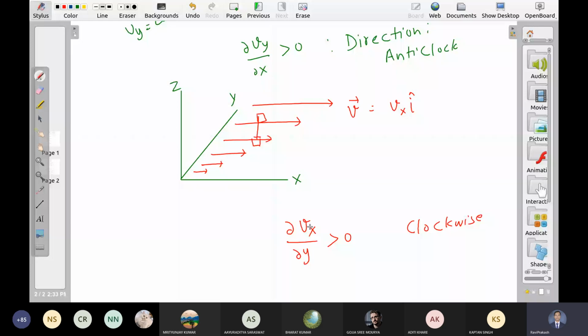Vx, the x component of air, is increasing as you go along the y axis. यहाँ पे x component सबसे छोटा है. आप y के along बढ़े, x component और ज़्यादा हो गया, then और ज़्यादा हो गया. It means this quantity is positive. And if you put a pedal, obviously this pedal will move clockwise.